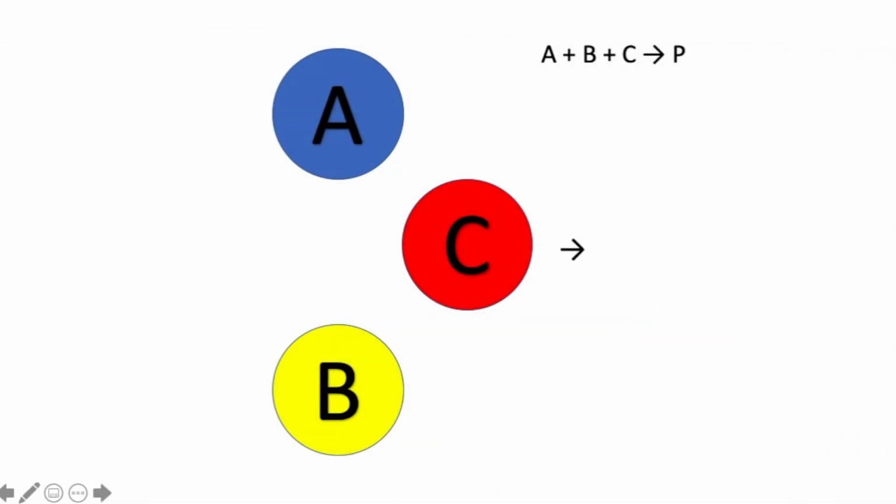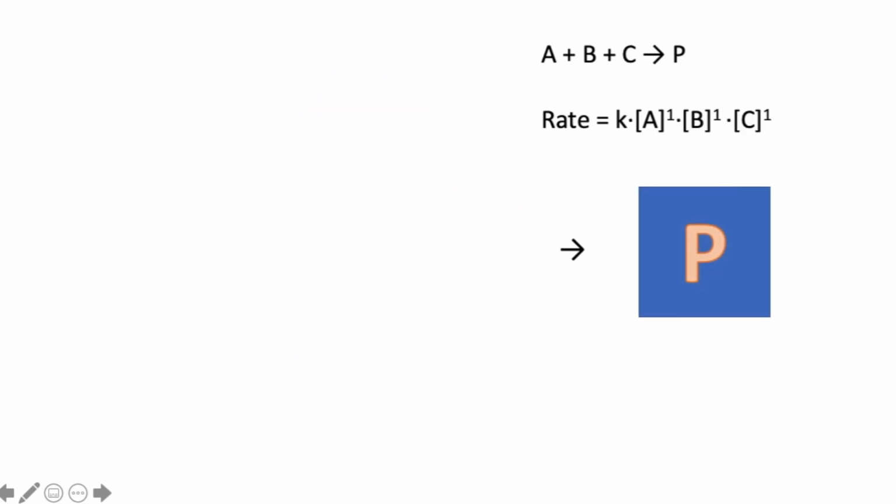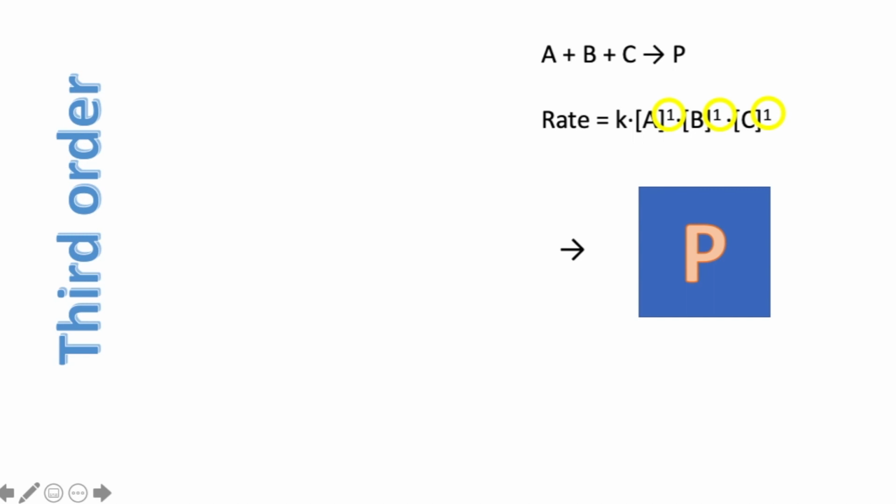For a one-step reaction with 3 reactants, A, B, and C, the rate of production of products depends on how much A is present, how much B is present, and how much C is present. This is said to be a third-order reaction because the sum of the powers of the concentrations in the rate expression is 3. This is a termolecular reaction because the fundamental reaction step involves 3 molecules.